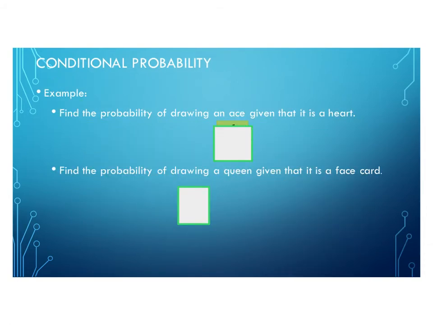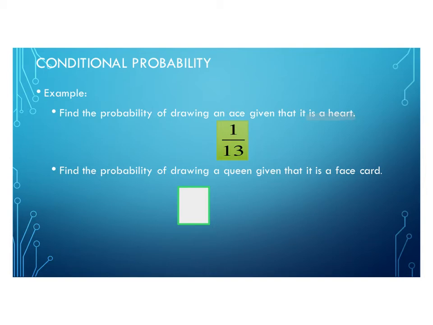Okay, so in our next example, we want to find the probability of drawing an ace given that it is a heart. So if I know for certain already the ace is a heart, right? I know this is a heart. I have 13 hearts in the deck, and of those hearts, one of them is an ace.